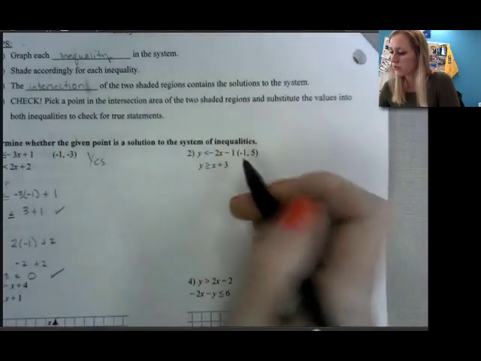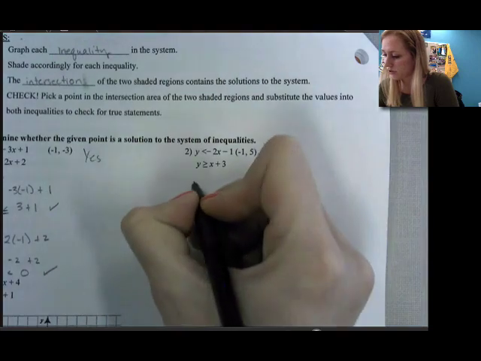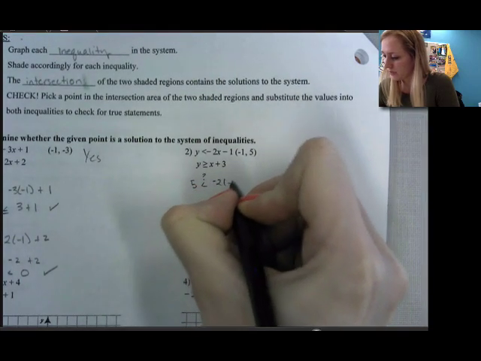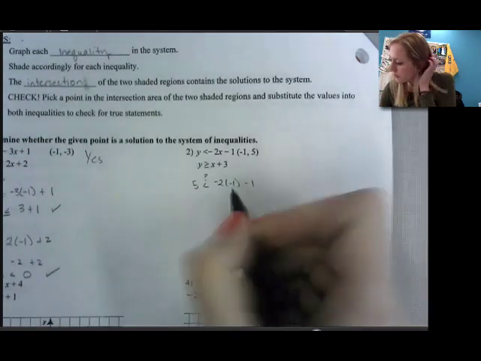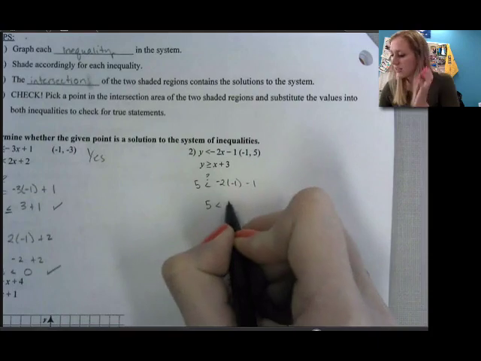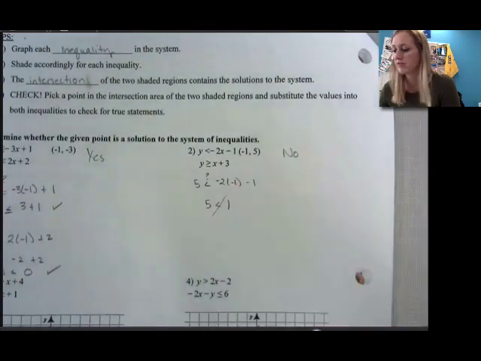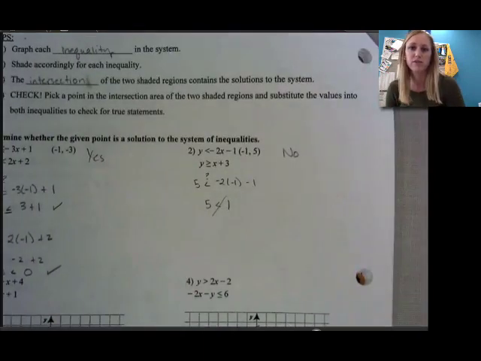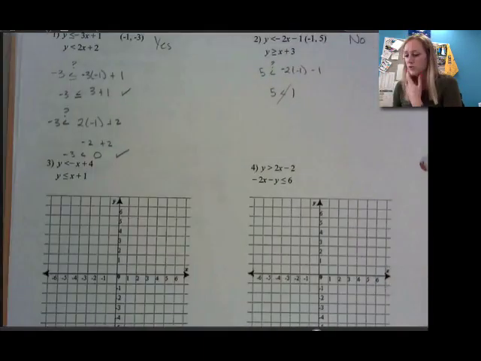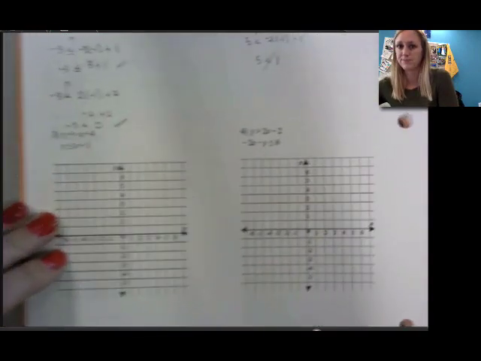Try this guy. We were checking (-1, 5), so -1 for x, 5 for y. Check the top one. -2 times -1 minus 1. Here I get 2 minus 1 is 1. Is 5 less than 1? That is not true, so this is not a solution. We don't even have to bother checking the bottom one, because if it fails the first one, it's automatically not a solution. Okay, so now let's use our graphing method here to solve the system.